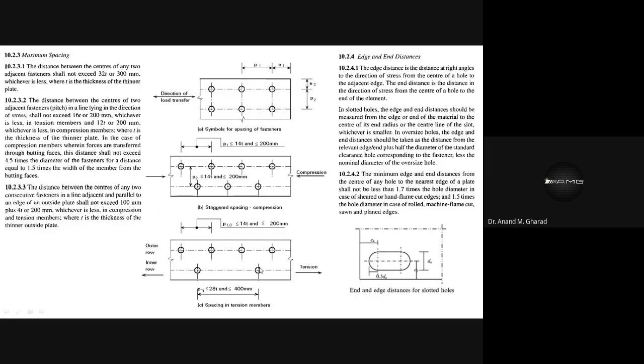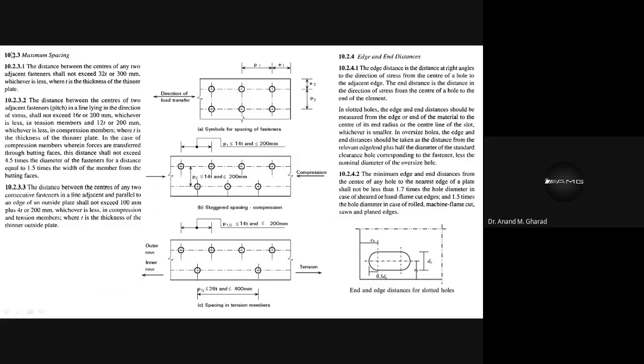Next, there are a few IS code clauses which we need to understand and take care of. Most of the time, in competitive exams and also in our practical and theory exams, you will find the IS code clauses for bolted connections. Those become a very important part, and they are frequently asked. So let us try to revise and understand what is given in the IS code and what the requirements for bolted connection are. First is maximum spacing.